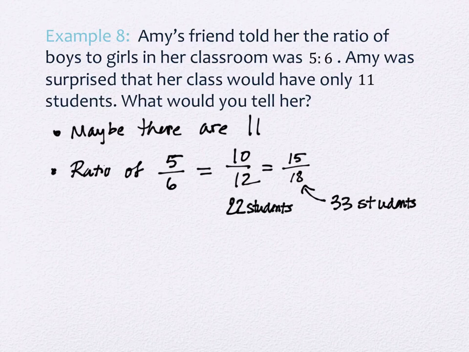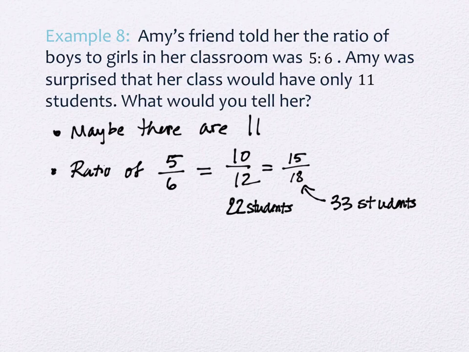So do you notice a pattern? You might have 11 students, and you might have 22 students, or you might have 33 students. What's going on? How are those numbers related? It's going up by 11, or you can say that they're multiples of 11, right?